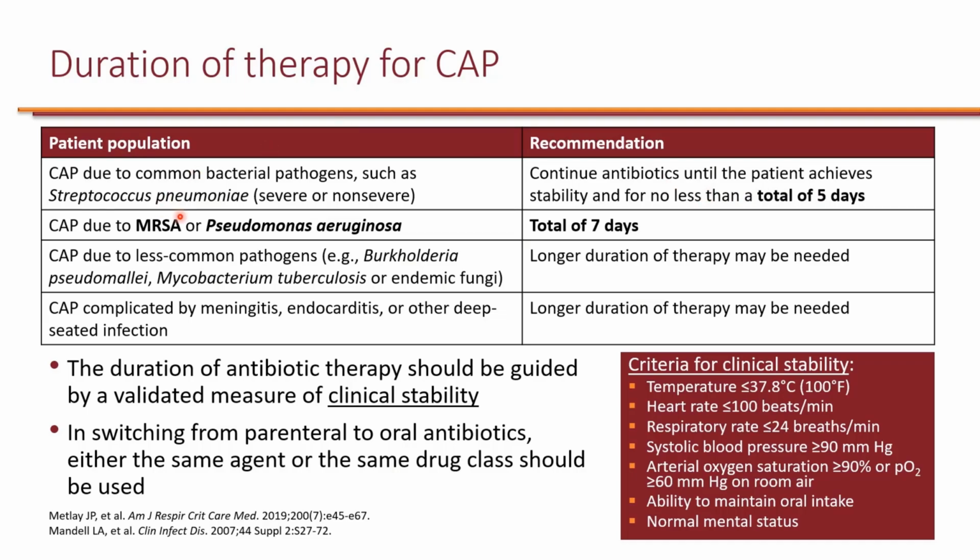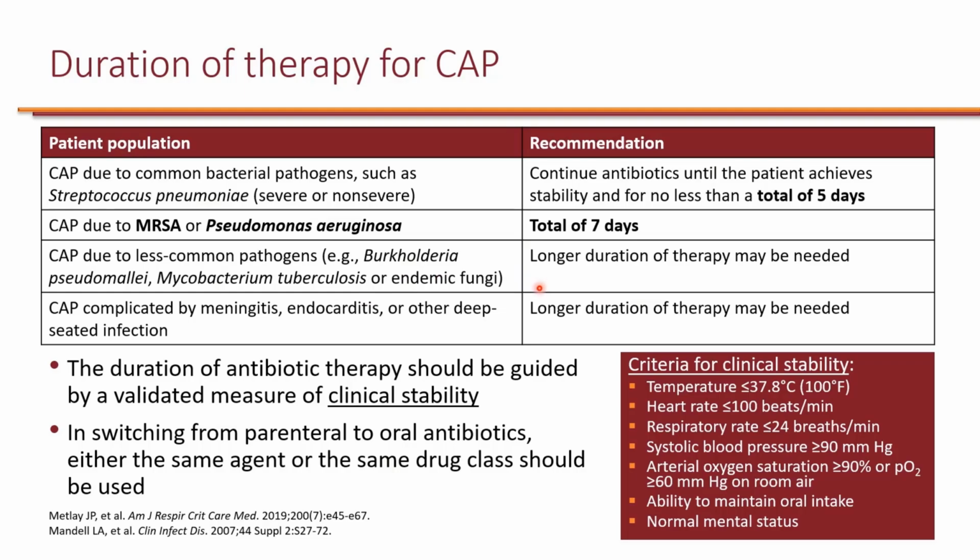Now, for MRSA and Pseudomonas specifically, the guidelines recommend a total of 7 days. So even if the patient has improved by day 5, it's important to finish 7 days of therapy. And then, if you have community-acquired pneumonia due to less common pathogens like Burkholderia, Mycobacterium, and fungi, then longer duration of therapy may be needed depending on what the organism is. There are various guidelines out there for these less common pathogens, which are beyond the scope of this class.